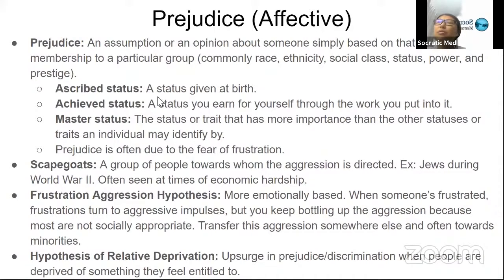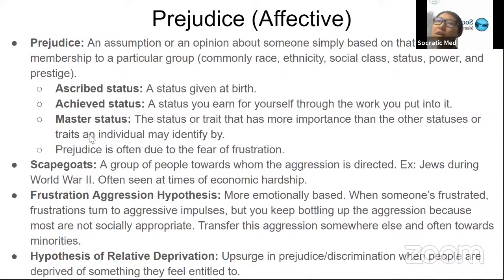So, if you were born a prince or in the caste system, you are kind of born at a certain level, certain status. So that would be associated with that. And achieved status is a status that you earn for yourself through the hard work that you put into it. So, in different countries, you are able to do that and kind of change your status based on how much effort you put in. And then there's also master status, which is the status or trait that you believe has more importance than the other statuses that you may have. So that one defining master status.